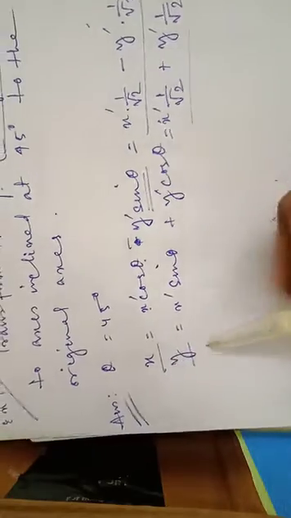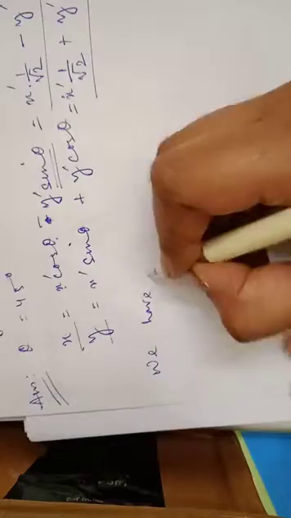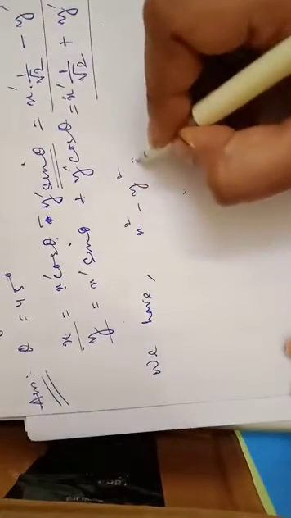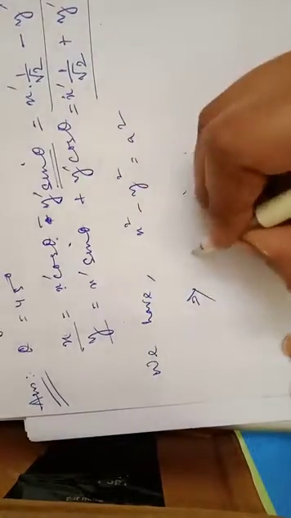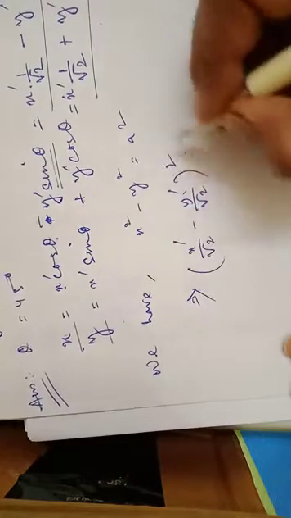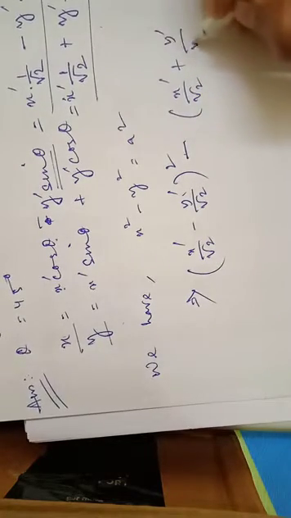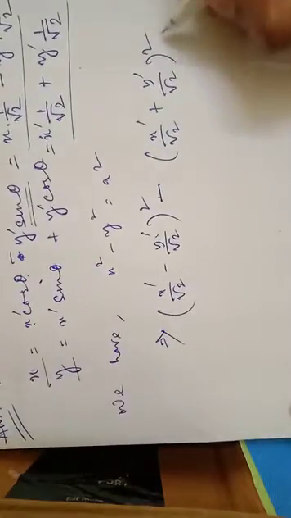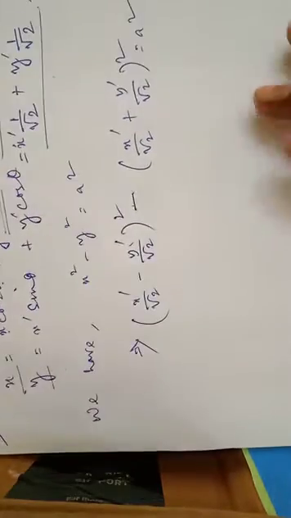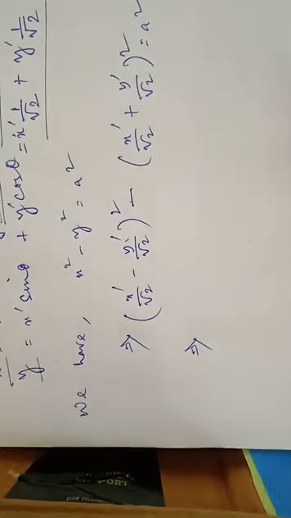So let's put those two values in our old equation, that is x square minus y square equals a square. So we have x square minus y square equals a square, that is (x dashed by root 2 minus y dashed by root 2) whole square minus (x dashed by root 2 plus y dashed by root 2) whole square equals a square. Now simplify it, apply the a plus b whole square and a minus b whole square formula.